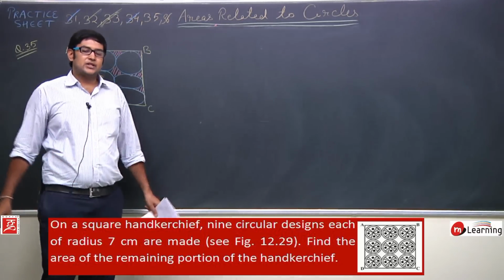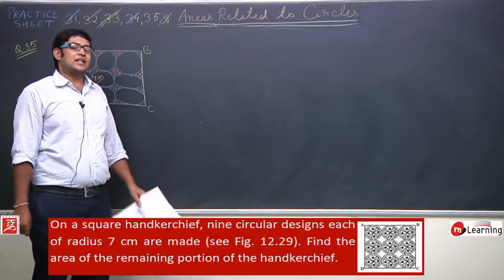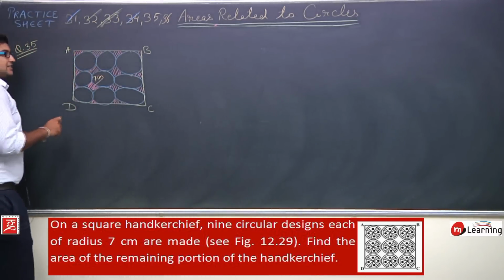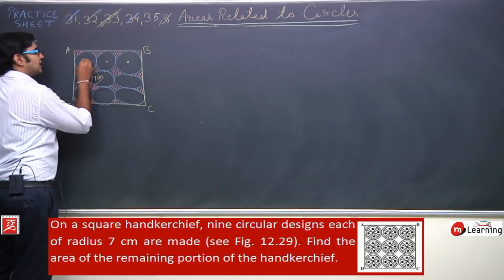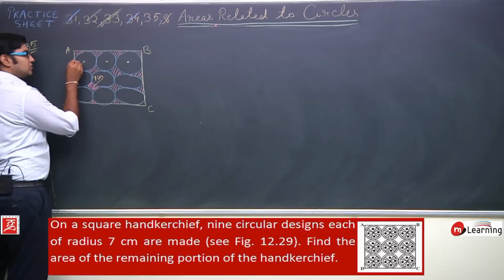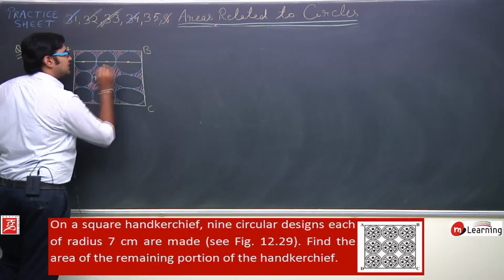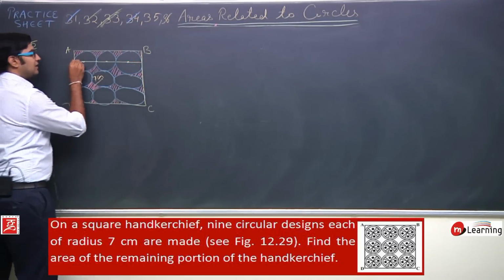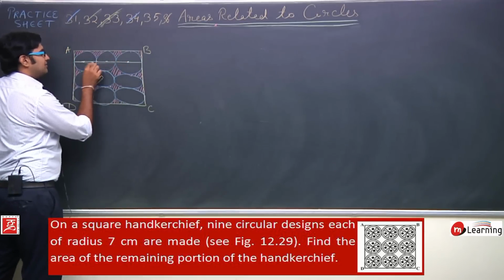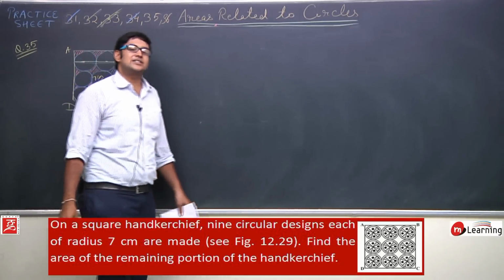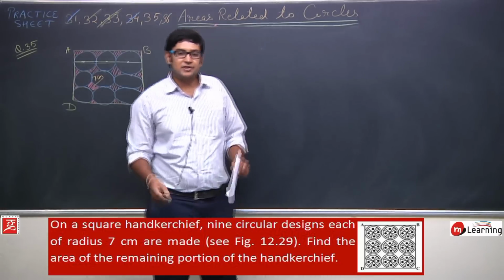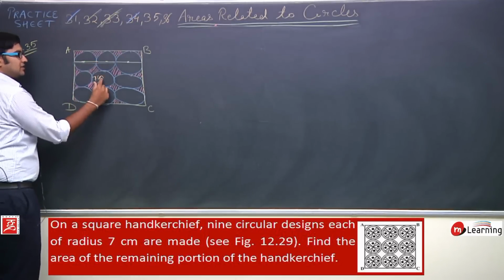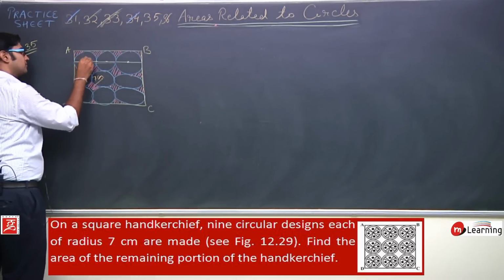So the point is that my shaded region, my answer, depends on the area of the square. For the area of the square, I can see that these 3 circles are touching each other. So if I join the diameters of these circles, this diameter, this diameter, this diameter, they all are in the same line. Why are they all in the same line? Because the size of all the circles is the same. Now what is the diameter of this particular circle? The radius is 7, so the diameter is 14 centimeters.